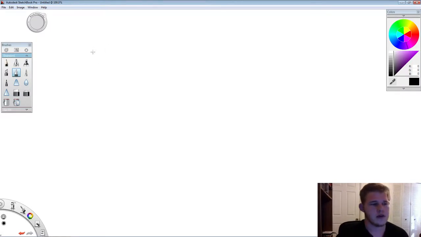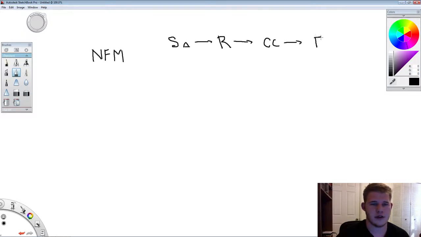So, negative feedback mechanism, NFM. What was the negative feedback? You have a stimulus, delta. It goes to a receptor, which goes to the control center, right? Which goes to the effector, which results in another change. So we're going to do change, opposite.